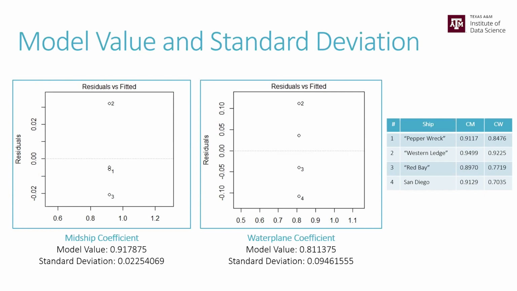After explaining these concepts needed for the research, now I would like to show you the results we have obtained so far. Regarding the midship coefficient, the model value is 0.917875, with a standard deviation of 0.0225, which shows a very, very low degree of variation for this variable. On the other hand, the water plane coefficient has a model value of 0.811375 with a standard deviation of 0.0946. Again, a very low degree of variation.